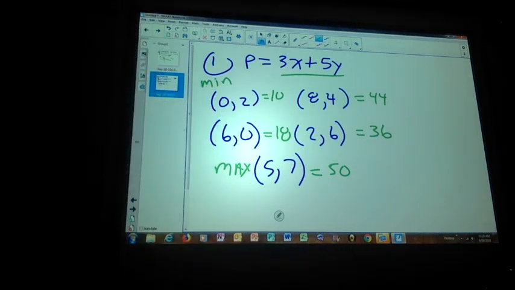So on the quiz, how do you want us to answer that? Do you just want us to write maximum? I think I'll have a space. It'll say list the min, list the max.